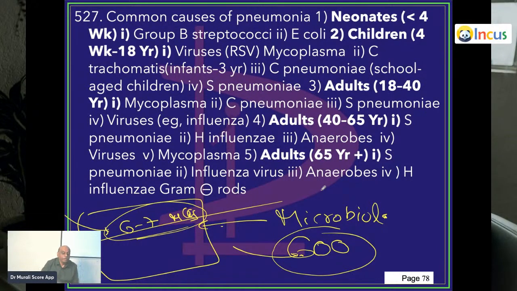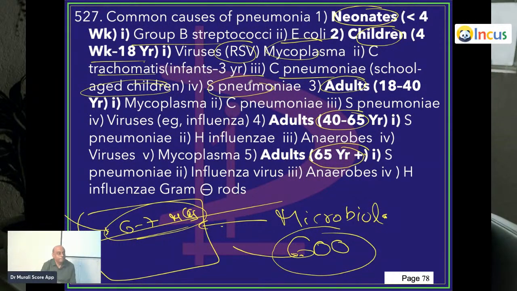Okay? What are the common causes of pneumonia? If it is a neonate less than 4 weeks, children 4 weeks to 18 years, adults 18 to 40, 40 to 65, 65 plus, the organisms differ. You need to remember. Neonatal pneumonias are all group B streptococci and E. coli. E. coli is gram negative, streptococci is gram positive. Then 4 weeks to 18 years, you should think respiratory syncytial virus, mycoplasma, Chlamydia trachomatis. Then Chlamydia pneumoniae in school-aged children. Then Streptococcus pneumoniae also. Right?